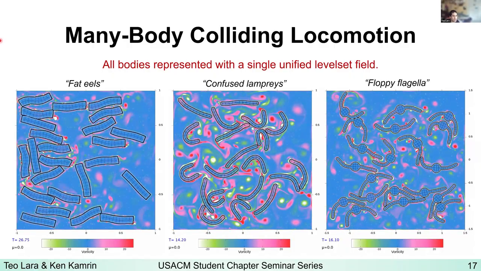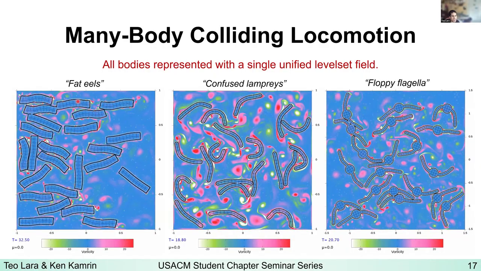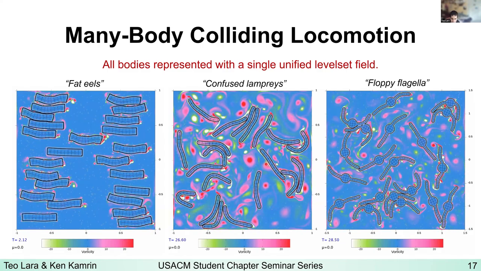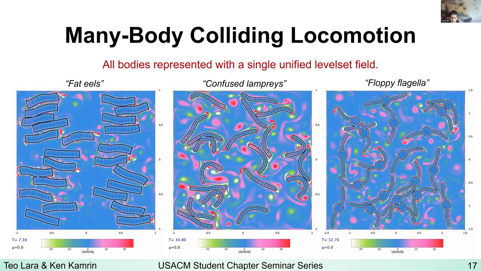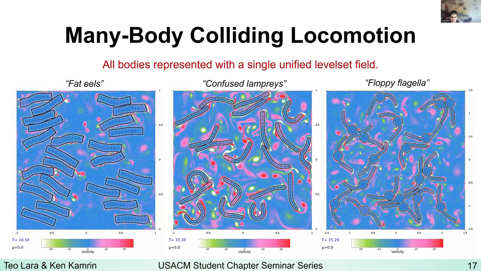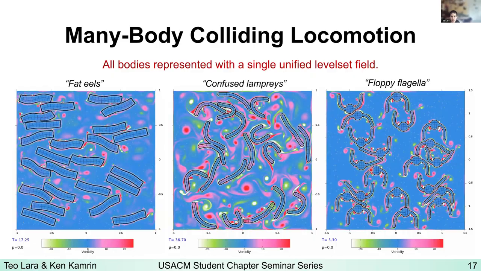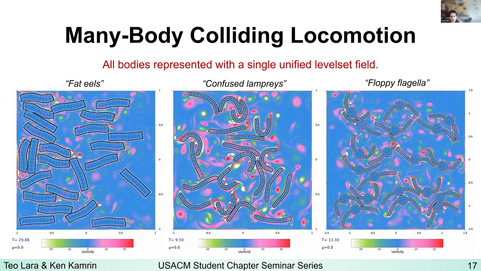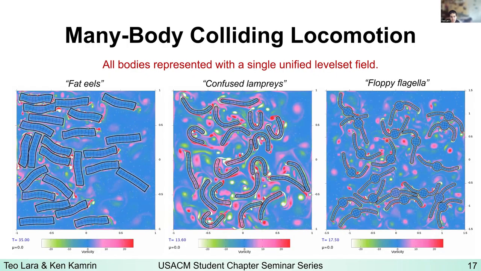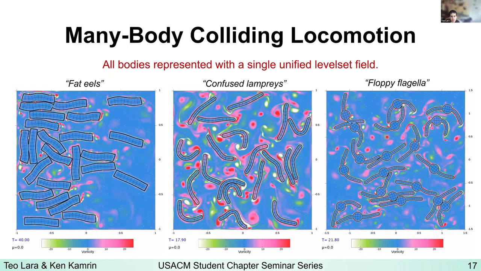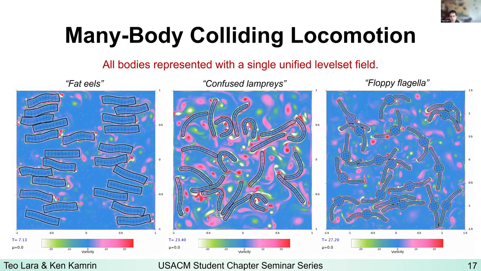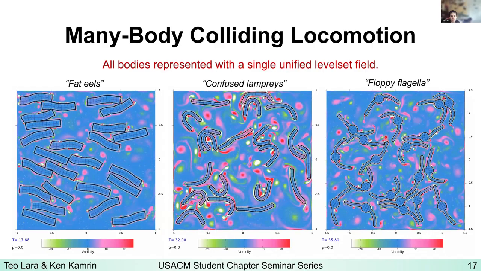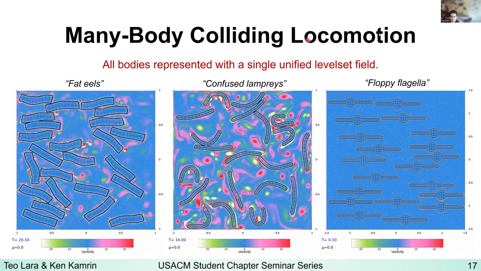On the left here, we have these quote-unquote fat eels, which are squirming rectangles which crash into each other. We have these confused lampreys, which are wildly oscillating and moving into each other, and these floppy flagella, which are just discs with spindly appendages, again, flopping about and touching each other. These shapes are chosen fairly arbitrarily. You can do any shape you like, really, as long as you can represent it with a level set field. You can also describe any actuation you desire. So these are just fun little examples of what we can do with our method.